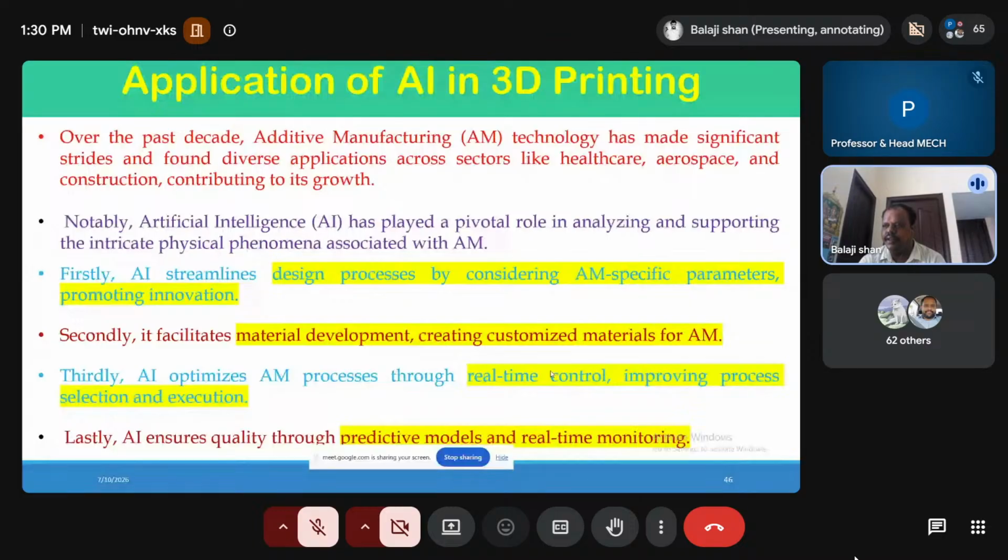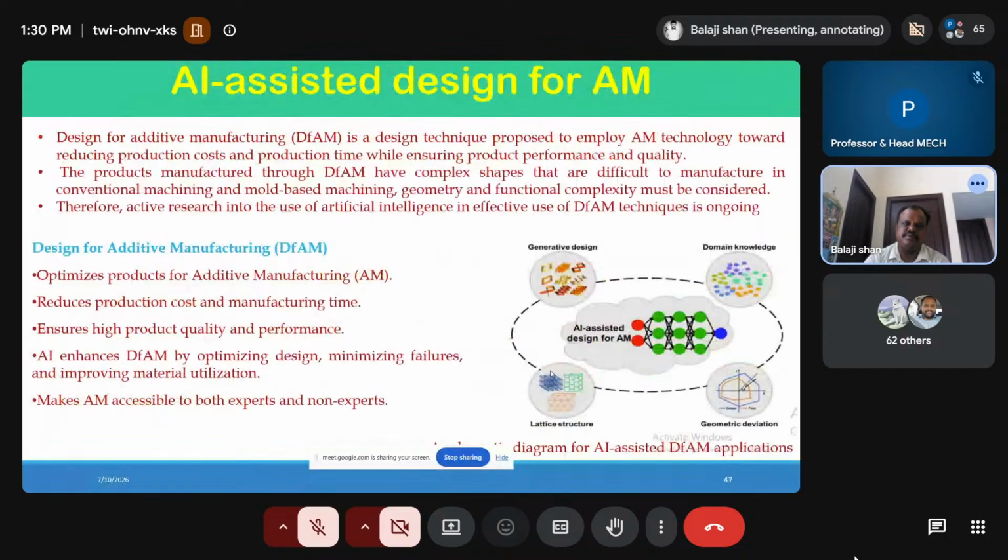Machine learning helps identify suitable materials, predict mechanical properties, and develop new material compositions much faster than conventional experimental approaches. For design for additive manufacturing, AI automatically generates lightweight and optimized designs, reducing manufacturing cost. For process management, AI continuously monitors the printing parameters and automatically adjusts the temperature, speed, and layer thickness to improve product quality.